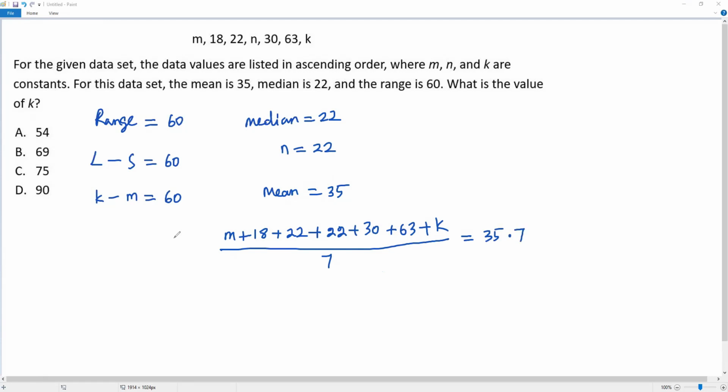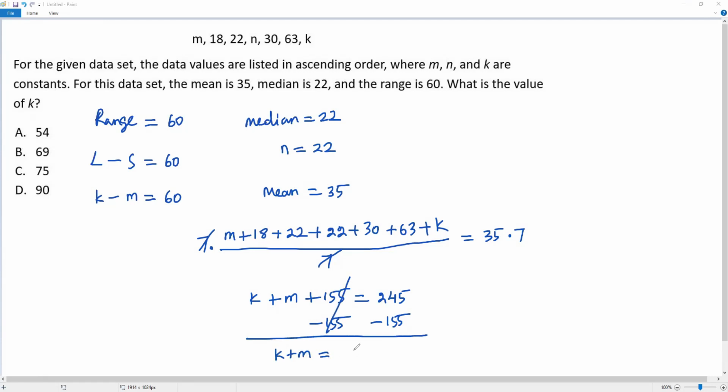Now let's multiply both sides of the equation by 7. This 7 will cancel out. Now let's write this k at first, then we can write m. Now we can add the numbers over here: 18 plus 22 is 40, 62, 92, 95, we get 155 equals, when I multiply 35 and 7, I am getting 245. Let me subtract 155 from both sides of this equation. This positive value and negative value will cancel out. I am getting k plus m on the left side. On the right side, I am getting 90.